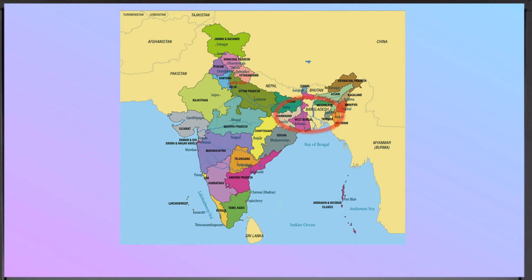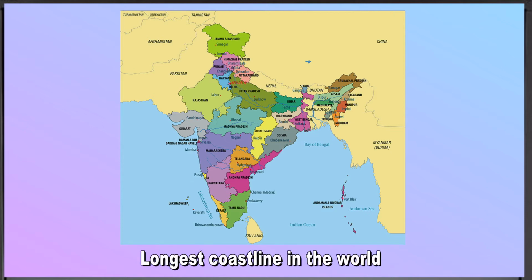Whereas, if you look at the coastal areas, starting from Gujarat till the southern part and from south till West Bengal, the entire coastland along with the coastland of Lakshadweep Island and Andaman Nicobar Island, all put together, the total coastal land is around 7,516.6 kilometer. Such a big coastline. Due to this, our India possesses the longest coastline in the world.